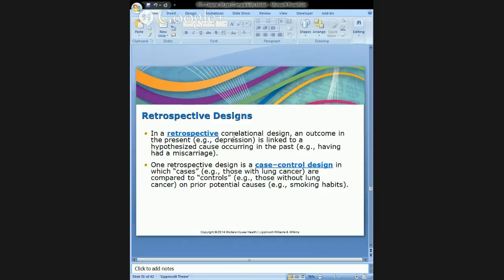Retrospective, like we said, is looking backwards. So we might look at all the people who have lung cancer and then go backwards to see if they were smokers and see if there's any type of relationship there.